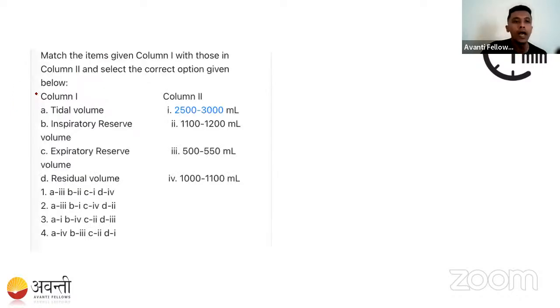All right, so here we have our last question. Match the items given in column 1 with those of column 2 and select the correct option given below. In column 1 we have tidal volume, inspiratory reserve volume, expiratory reserve volume, and residual volume, and the respective volumes are given as 2500 to 3000 ml, 1100 to 1200 ml, 500 to 550 ml, and 1000 to 1100 ml. You can go through this and choose the right option, and I will give you 1 minute exactly for this question. Your poll is live. You can answer the questions now.